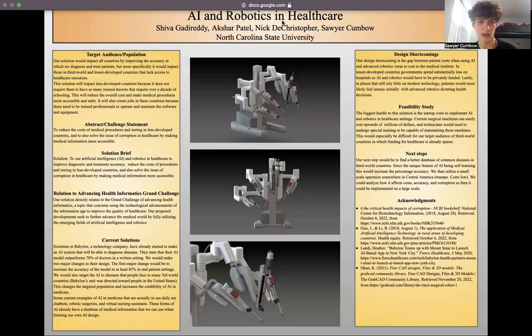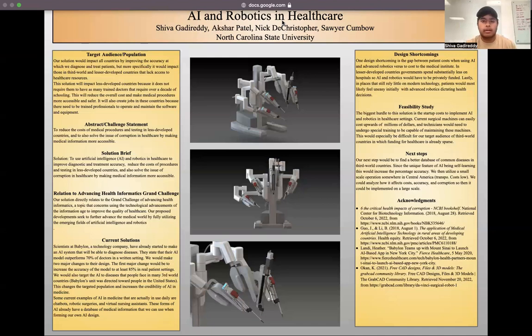AI in medicine that is used daily right now includes chatbots, robotic surgeries, and virtual nursing assistants. These forms of AI have a database that we could build upon with our system, taking out a lot of the work and money. Some of our design shortcomings is the gap between patient costs when using AI and the cost to the medical institute. Though it may cost the patient less, initially the cost to buy this expensive robotics and AI is very costly to the hospital. So in lesser developed countries, where it's a known fact that the government spends substantially less on hospitals, this AI would have to be privately funded. Lastly, in places where modern technology is new and they don't rely on it, you would need to get the patients comfortable with advanced robotics operating on them.